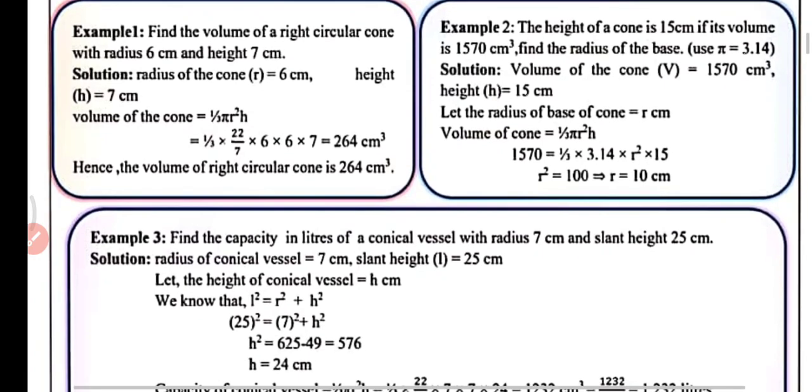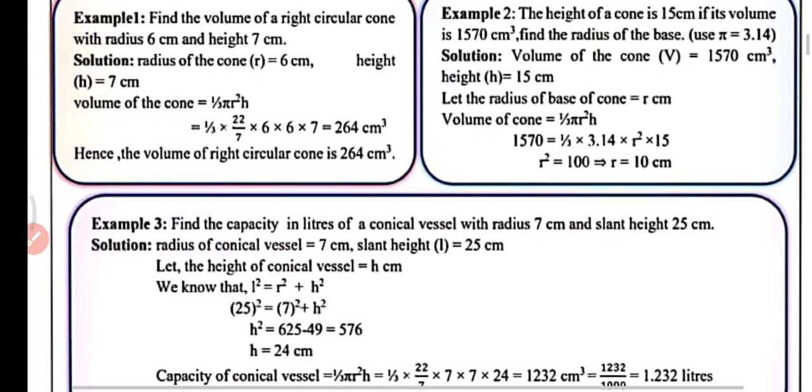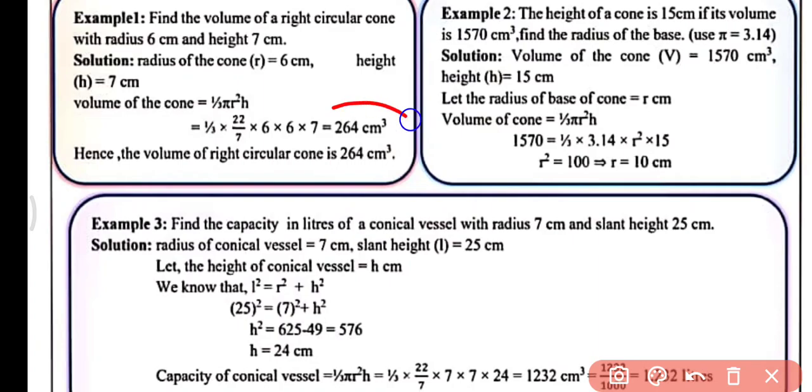So in the first example we have, find the volume of right circular cone with the base radius 6 cm and height 7 cm. So now radius of cone is 6 cm and height of cone is 7 cm. So now the volume of cone will be 1 by 3 pi r square h. So 1 by 3 pi is 22 by 7 and radius is 6, so that r square will be 6 into 6 and height is 7. So put all the values and simplify. After simplify we will get 264 cubic centimeter as the volume of cone. So hence the volume of right circular cone is 264 centimeter cube.